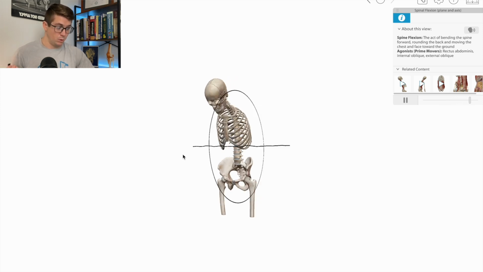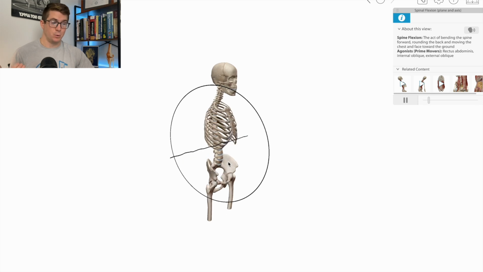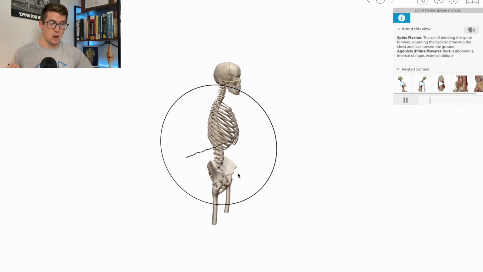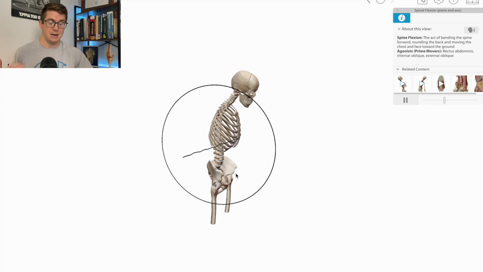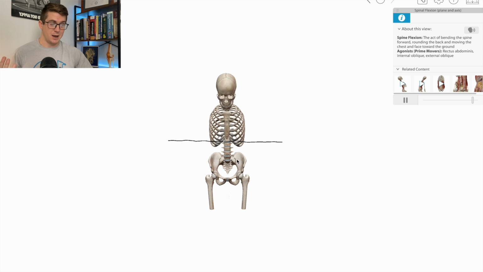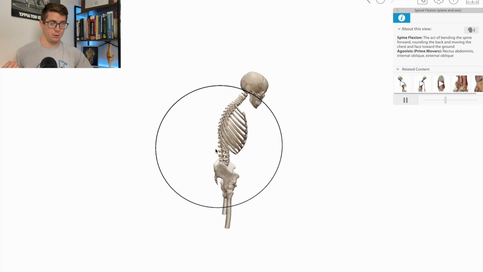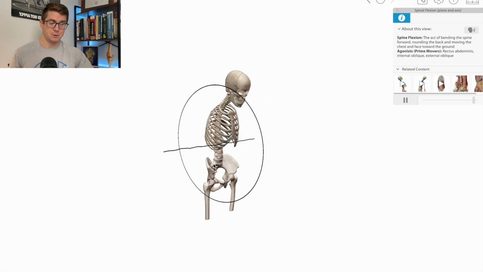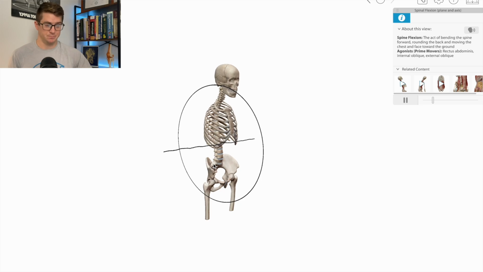And so what we see is the plane of movement through which that is moving is the sagittal plane, since the sagittal plane cuts the body into right and left halves. Since it's moving through that plane, we know that the sagittal plane requires a medial to lateral axis. So spinal flexion relative to the anatomical neutral position is just the act of bending the trunk forward, and it moves through the sagittal plane and about a medial lateral axis of rotation.